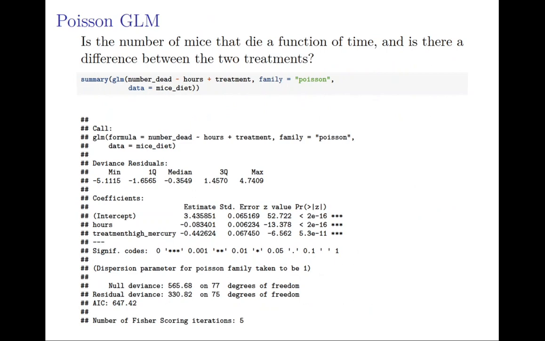And so if we want to test for is the number of mice that die a function of time, and is there a difference between the two treatments, we would use, again, a GLM model where the y variable is the number dead, which is a function of the hours since feeding the food to the mice, plus the treatment, the different diets. And here we're going to use the family Poisson. And here you can see also that time and diet treatments are significant.